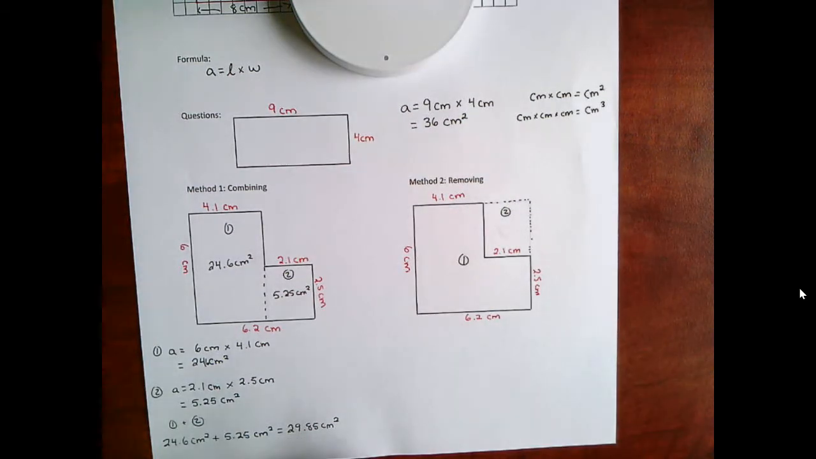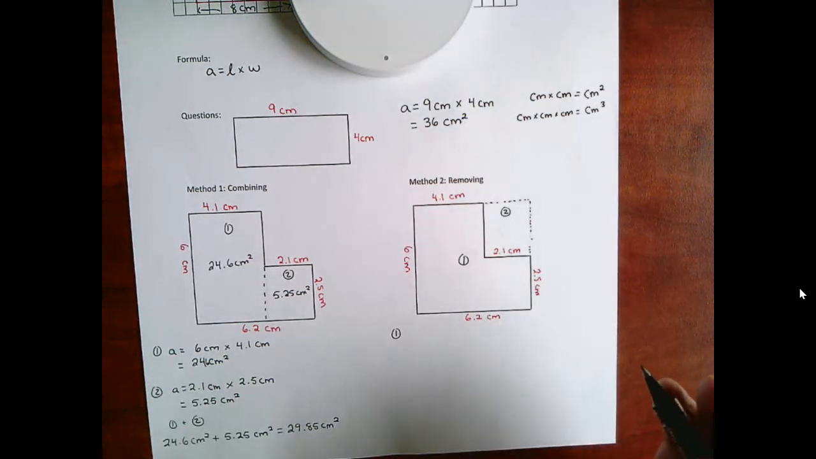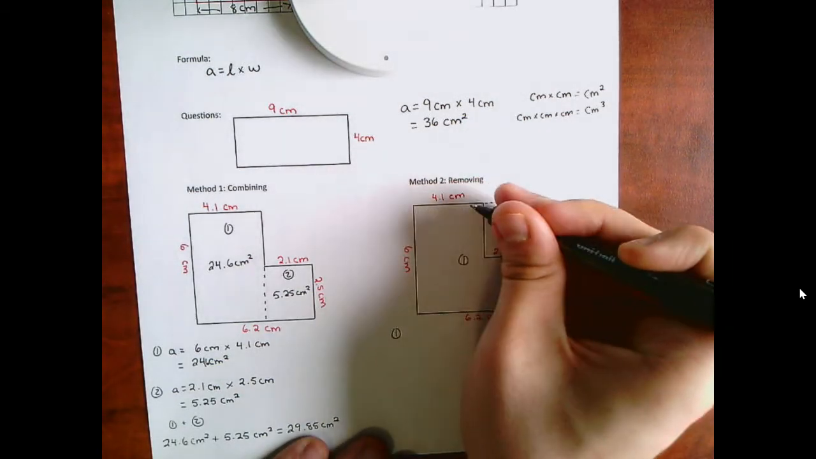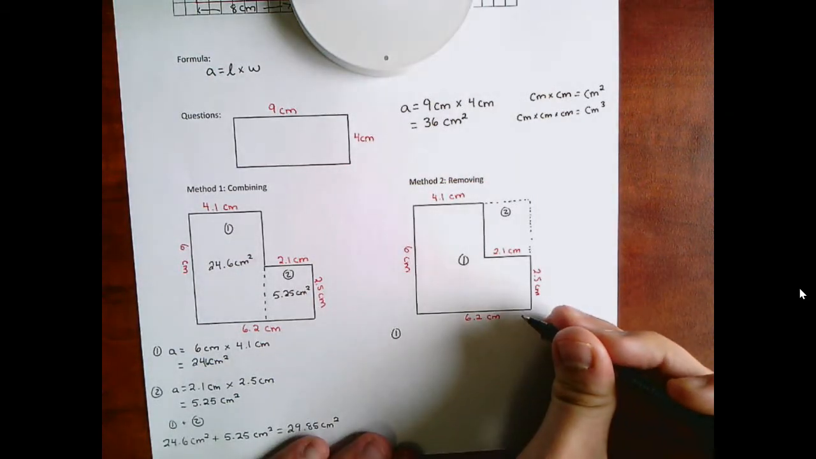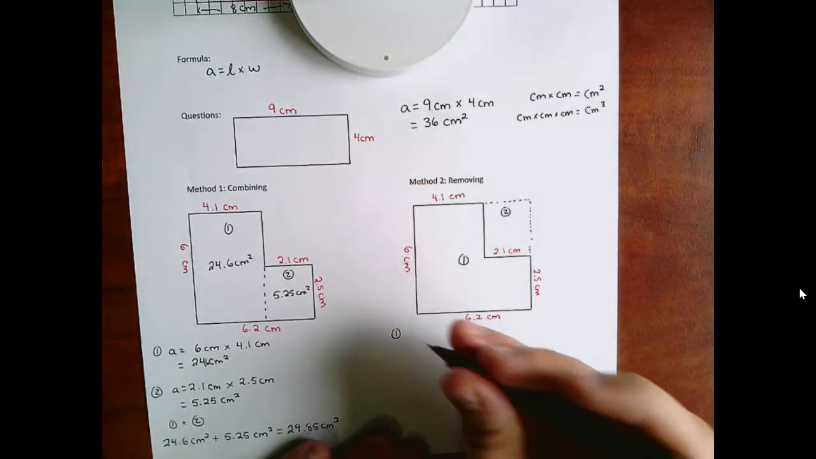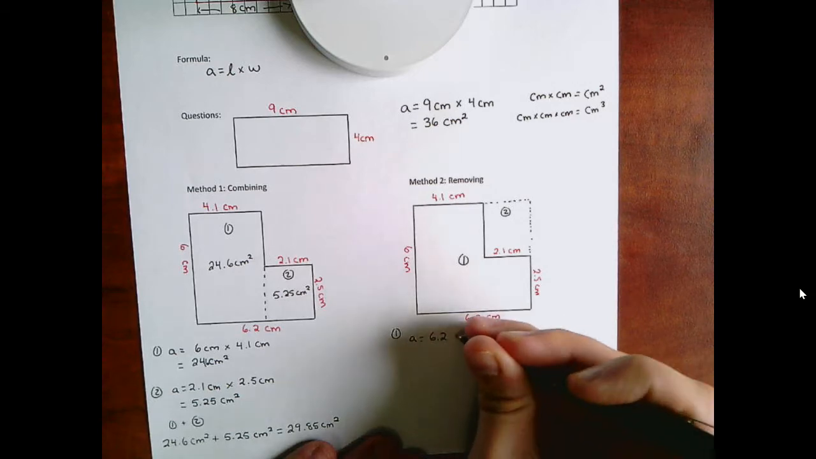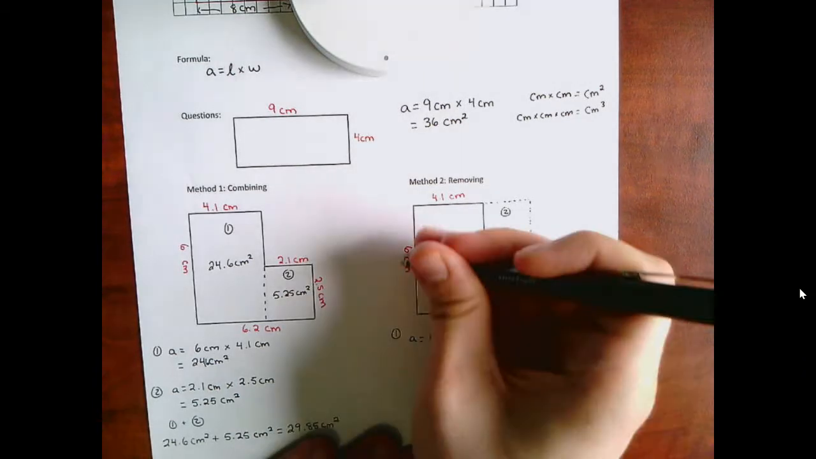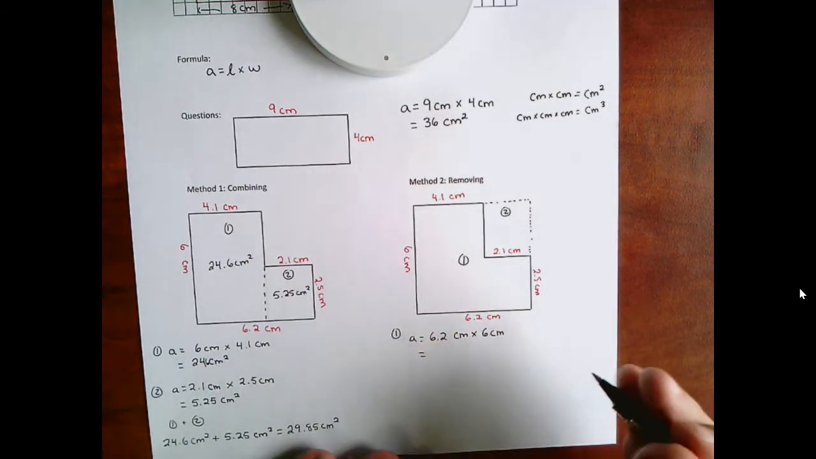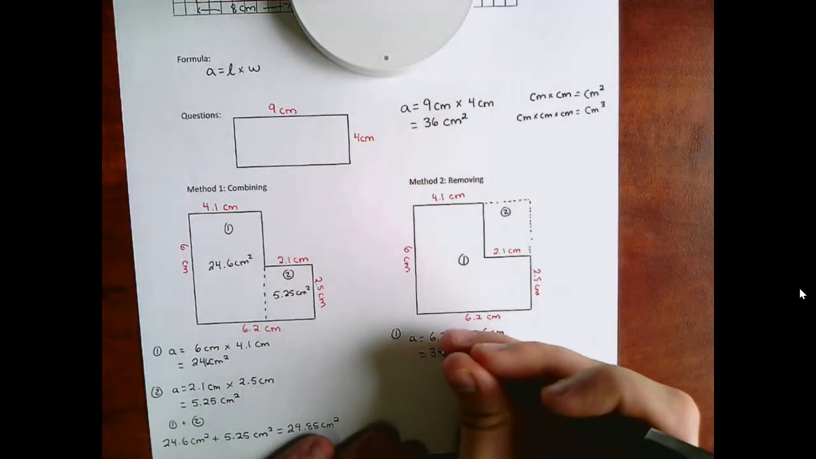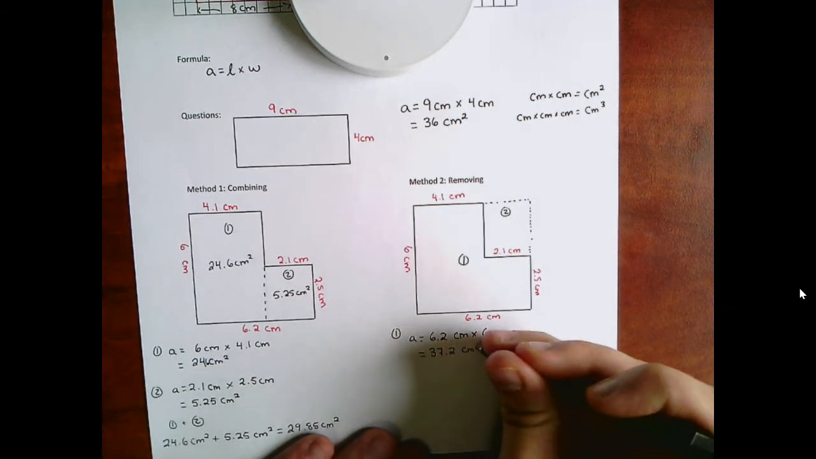To calculate the area of the first shape, we're going to use our length and our width. Now we can't use this measurement here because it only goes from here to here. We actually have to use this bottom measurement. So we get 6.2 centimeters, this measurement right here, multiplied by 6 centimeters, and that gets us a value of 37 and 2/10 centimeters squared.